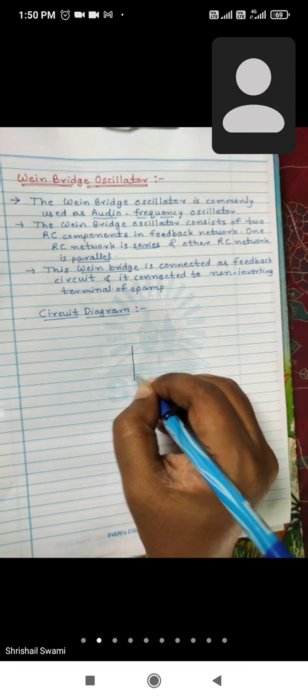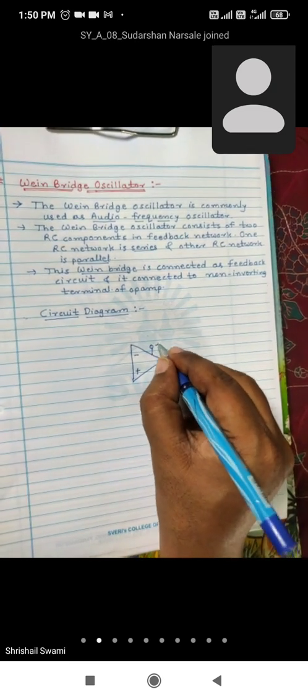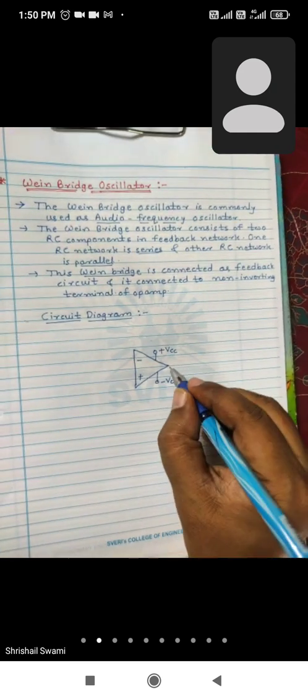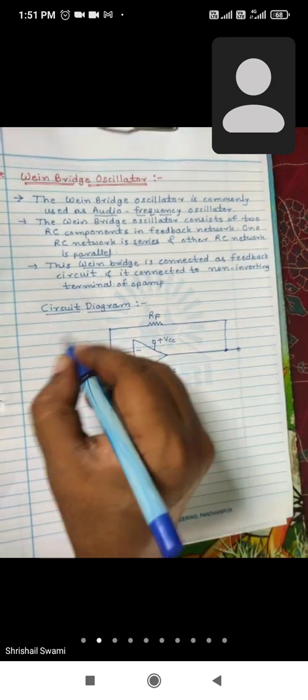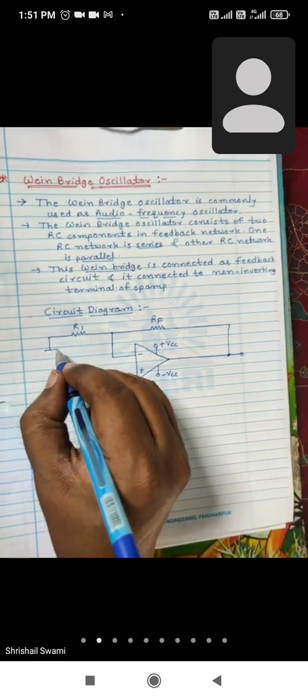So I will draw the circuit diagram here. This is the op-amp having two power supplies, plus VCC and minus VCC. Next, here the feedback resistor is there, that is the RF. Here the feedback resistor is made up of RF and R1. It is grounded here. So the output is positive because the feedback network output is connected to the non-inverting terminal.